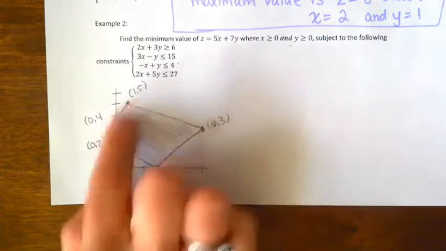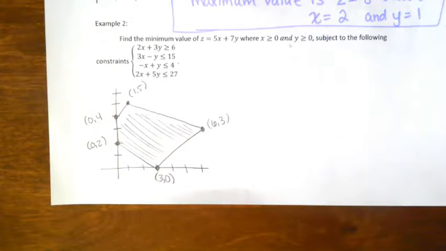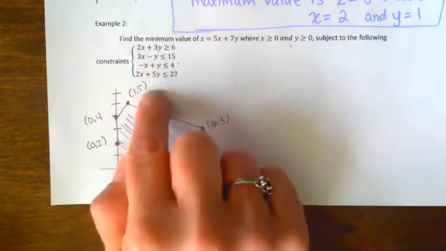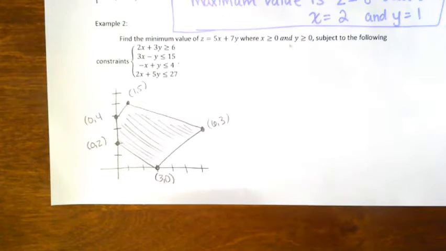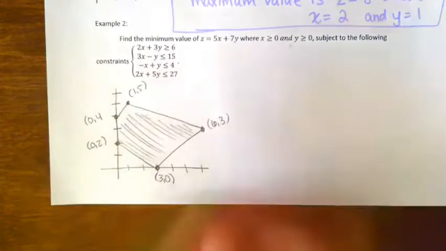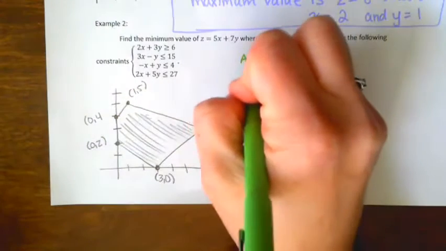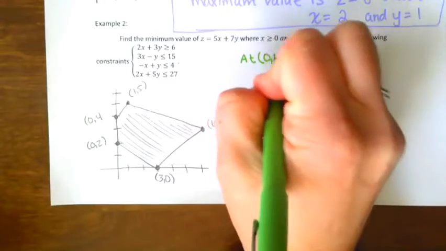Now, if they give us the graphs, it makes it a lot easier to find those maximum and minimum values, doesn't it? If we don't have them, we'd actually have to graph all of these, right? And then find the points of intersection from that. Is everyone okay with that? All right. So now let's check our points. Let's do (0, 4) first.